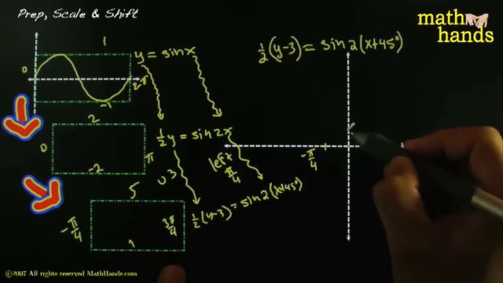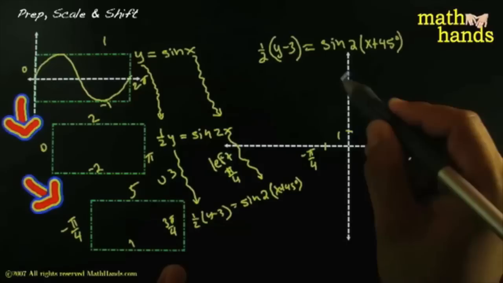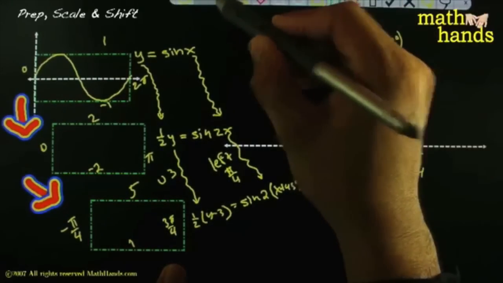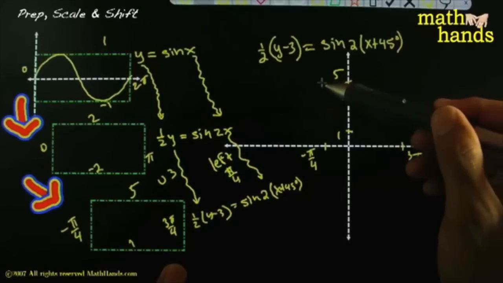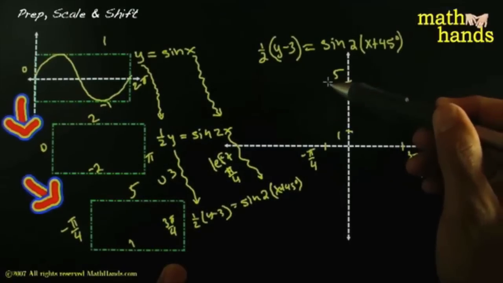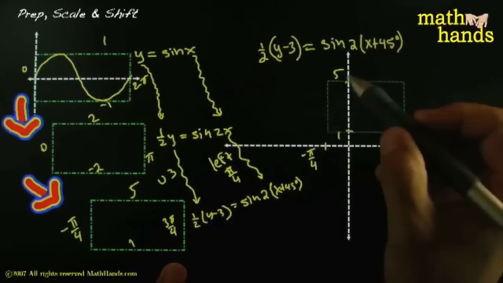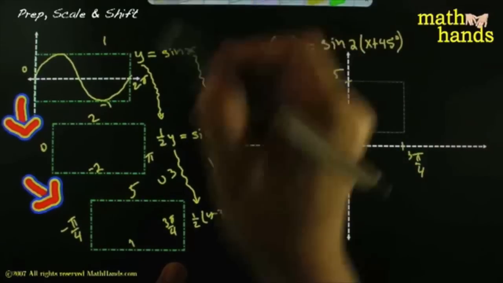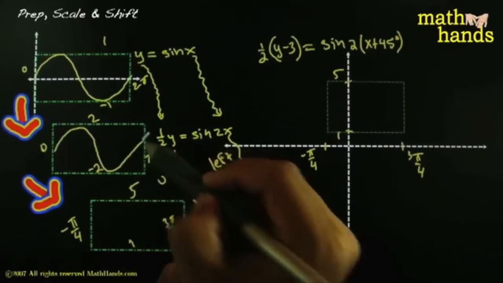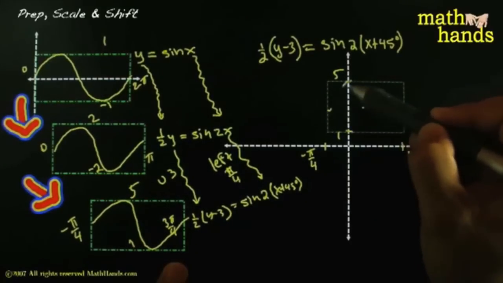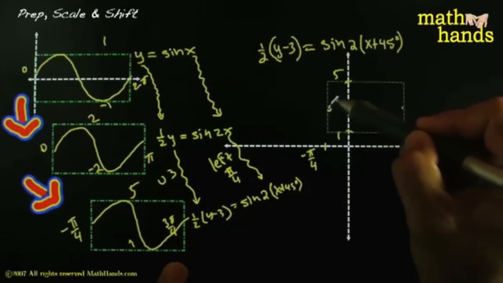Okay, from 1 all the way to 5. So I gotta fit my box nicely in there. Let me think. That would be right around here, and right around there. Beautiful. And the graph, of course, I got to check to see if there's any flips. There are no flips. Still the same. So here we go. It goes through there, there.